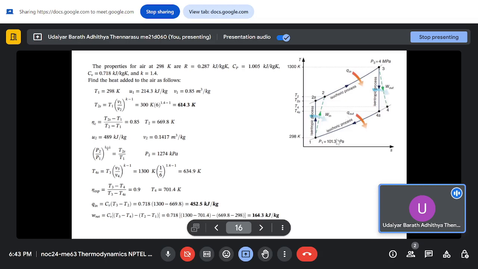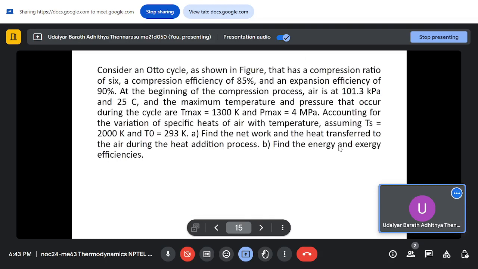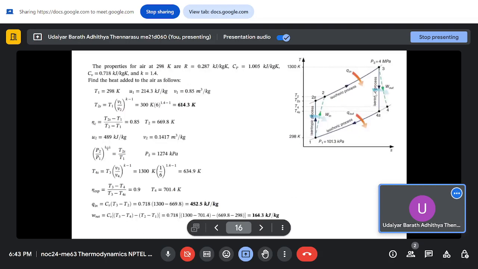Then the net work which you are generating. So net work is Cv into T3 minus T4 minus T2 minus T1. So 0.718 into, your temperatures are given, it will come out to be 164.3 kilojoule per kg.